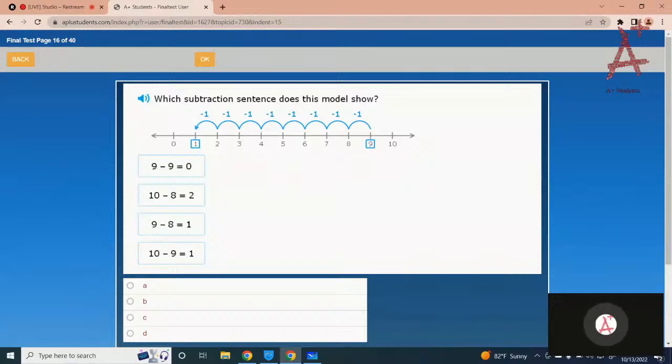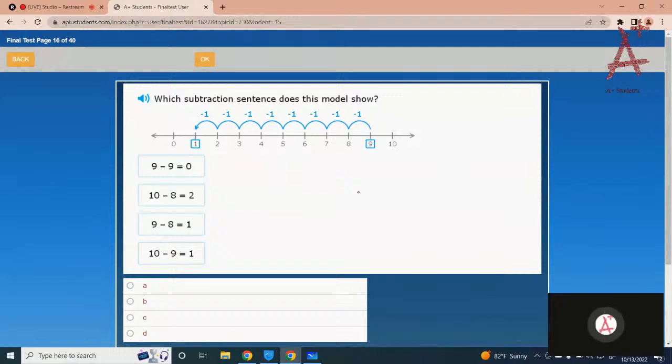Very good, Ola. Option C is the correct one. Okay, which subtraction sentence does this model show? You started from 9. How many times do you move back? Just count the number of negative one. 1, 2, 3, 4, 5, 6, 7, 8.